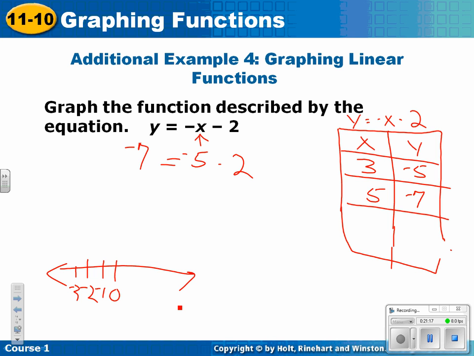So these are all the possible solutions. All I'm doing is finding possible solutions for this thing, okay? What if x was, let's say, 1? What is y? -3. Now what we would do is make a graph.